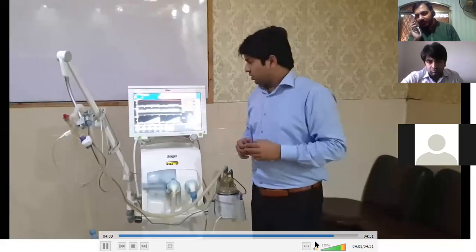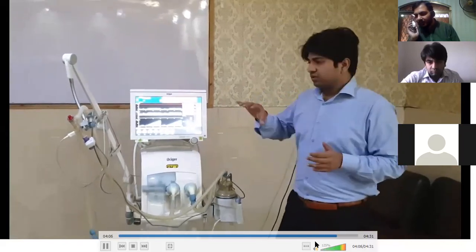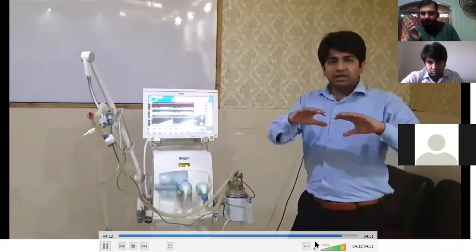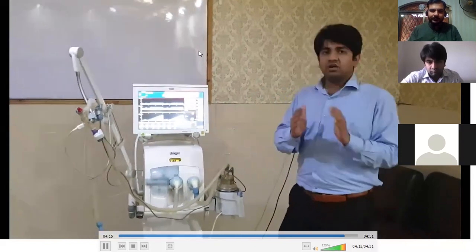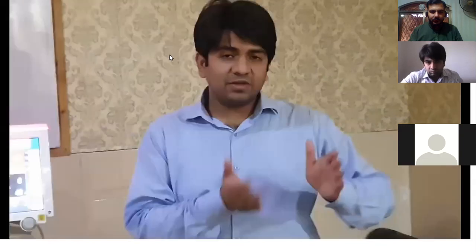So these are the basic parts of the ventilator, the settings in the ventilator, and the different modes of the ventilator, and we can adjust these modes and settings according to our clinical scenario and what we want to achieve from the ventilation. Now we will move to a patient whom we are practically ventilating in our neonatal ICU.